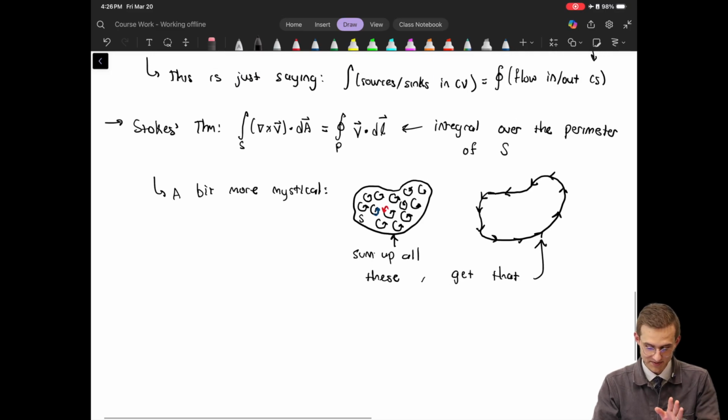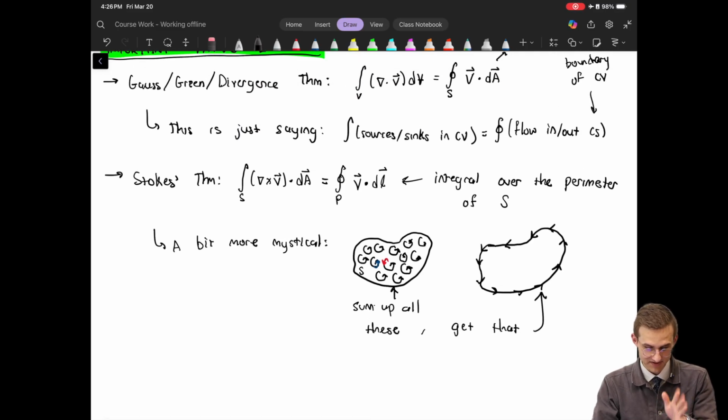Now that was very quick coverage of the divergence theorem and Stokes' theorem. These are things that would make up a big chunk of the course load of your Math 255 class. You'd be doing a lot of work with these and plugging in these theorems to solve problems.